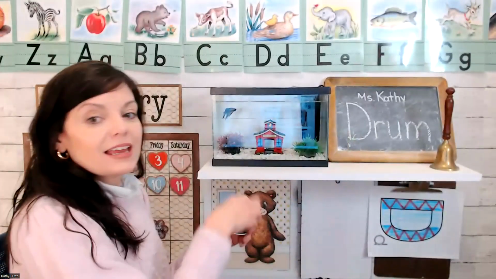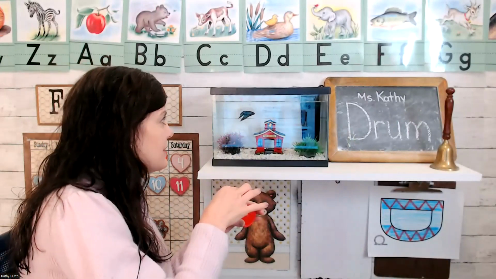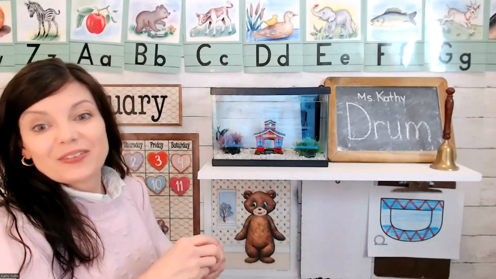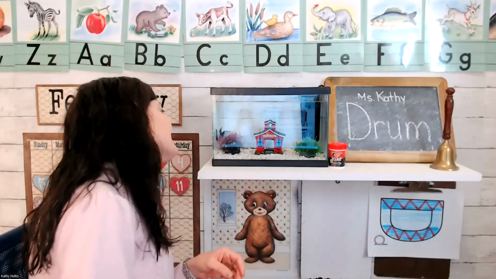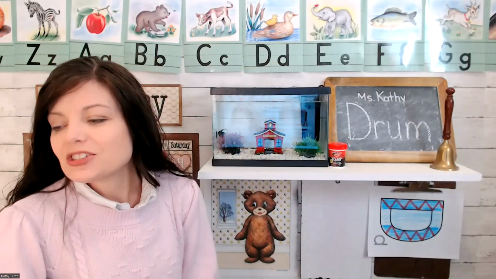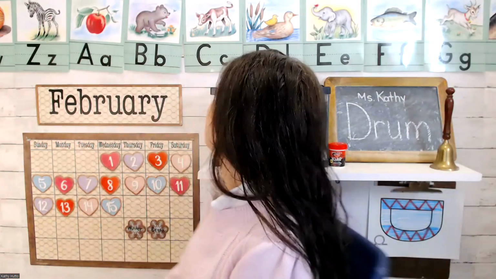And it looks like Fred is waiting for us today. Hi, Fred the fish. Here's some fish food for you. Whoops, I think I scared Fred. Sorry, Fred. Well, now that we have scared Fred and fed Fred, let's turn around and let's do our calendar time. Sorry about that, Fred.